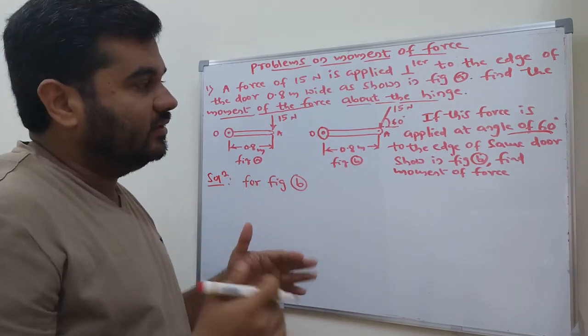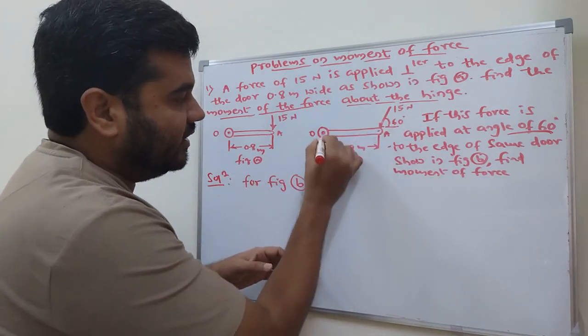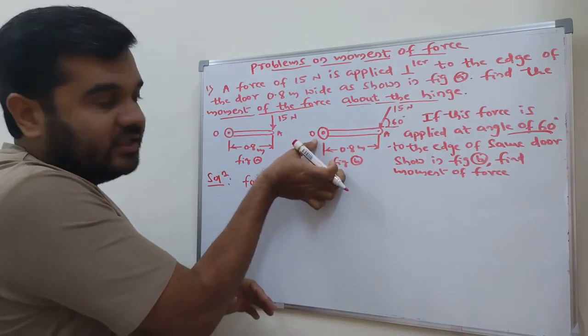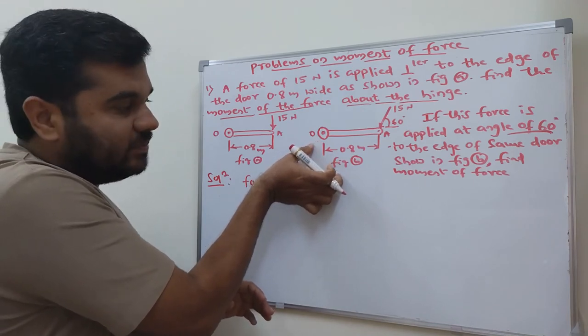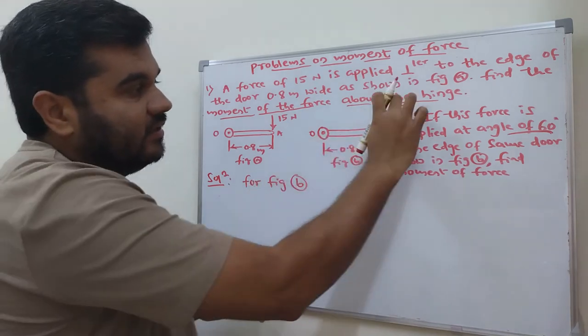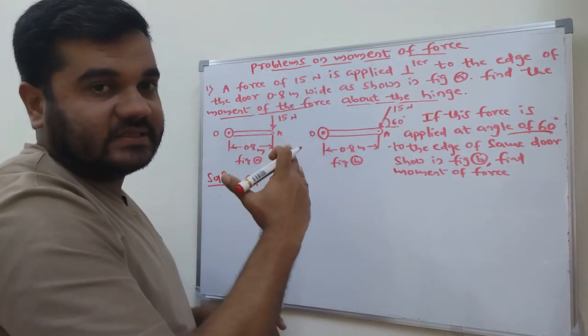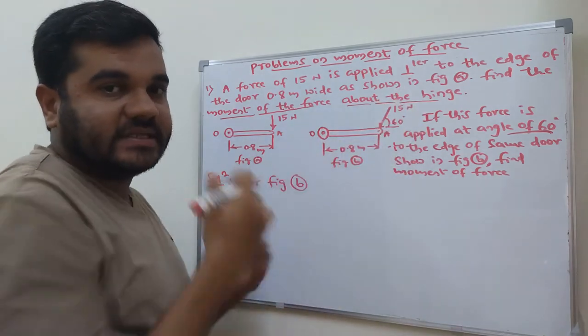In the second method, you continue the force line and draw the perpendicular distance. You need to calculate this perpendicular distance. Once you find the perpendicular distance, it is easy: force into perpendicular distance. This force is like this, its perpendicular distance is like this, so then apply the moment. Moment equals force into perpendicular distance. That is the second method.